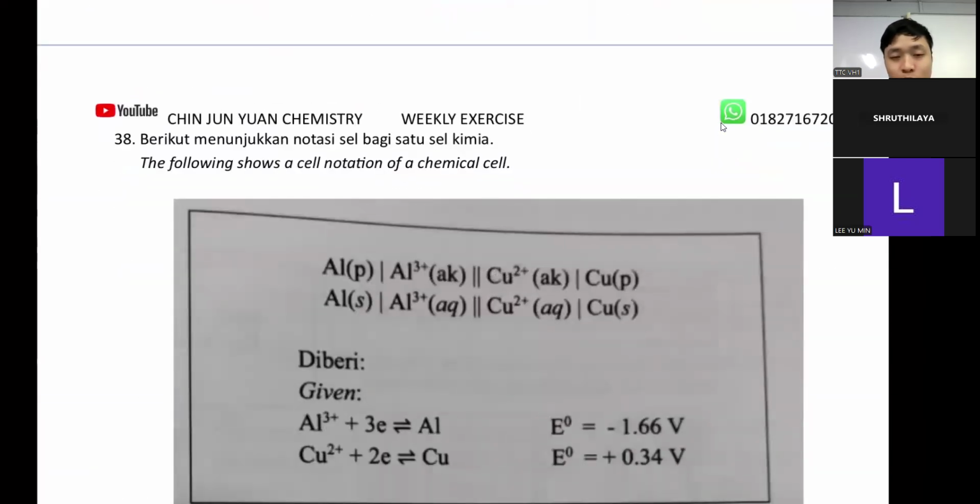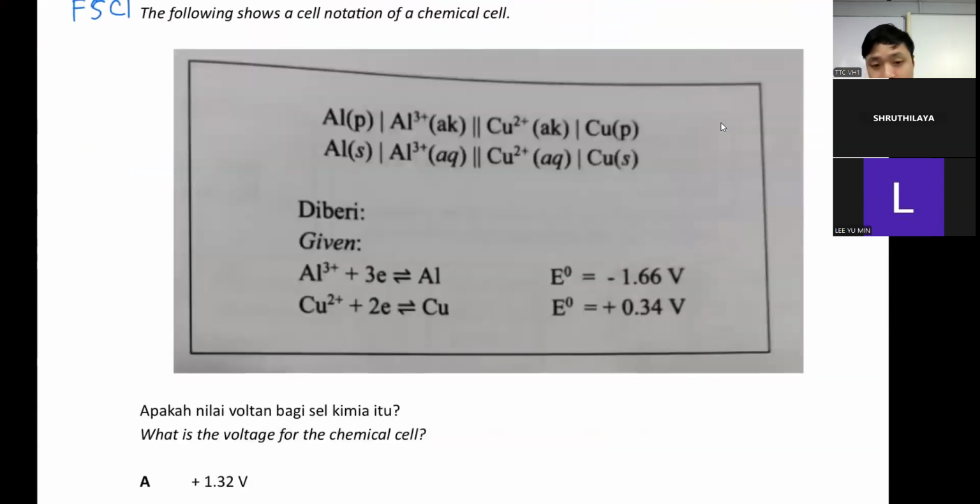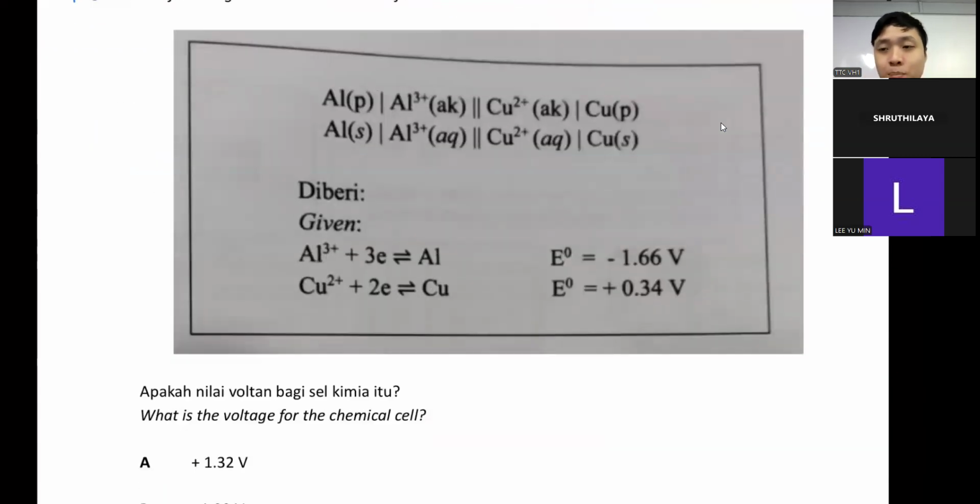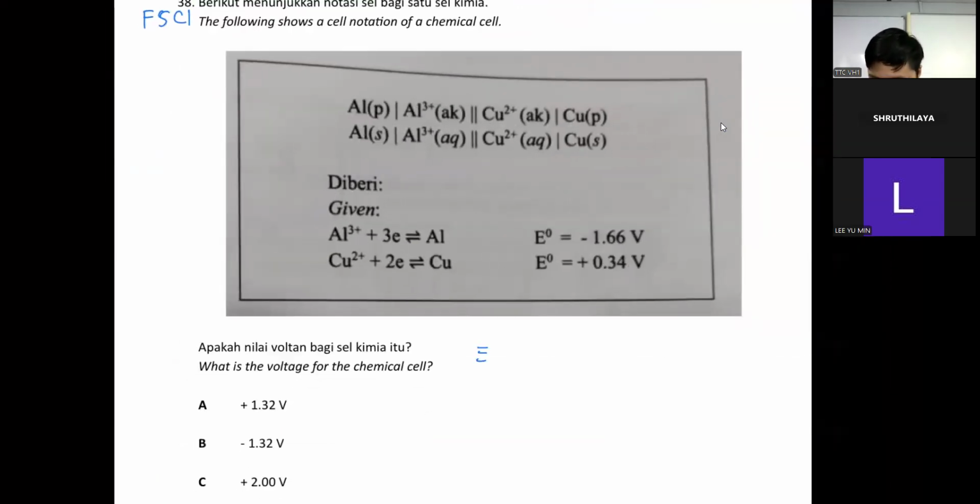Because okay, just 3 more. Question 38. Form 5, chapter 1. This one is an easy question. Okay, very easy, but still people got wrong, because I have to mention one more time. So the formula is E naught cell equals to E cathode minus E anode.